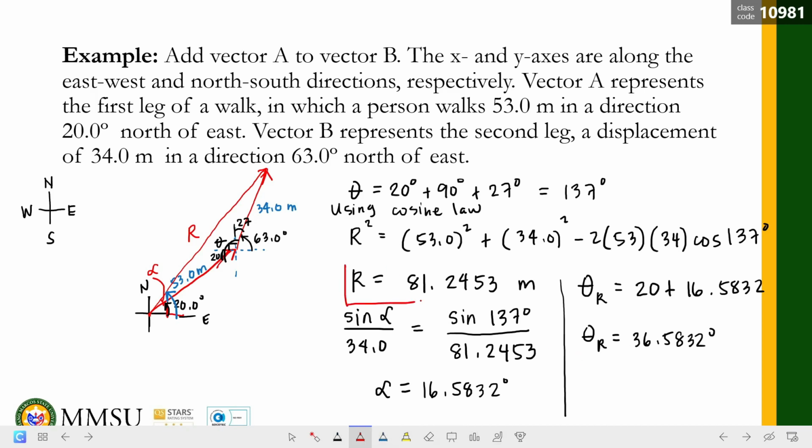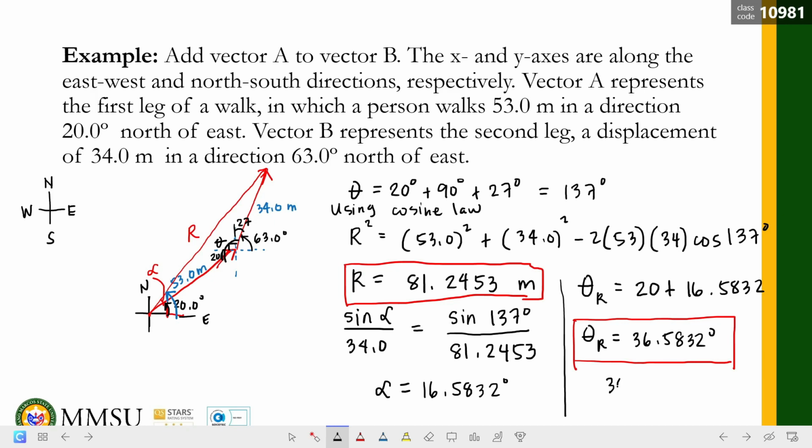So, ito na ngayon yung sagot natin. This is the magnitude of the resultant. R is 81.2453. And this is the direction of the resultant measured from the positive x-axis or measured from the east. Okay? So, pwede din nating sabihin dito na 36.5832 north of east para mas specific yung direction ng ating resultant. So, that one is using analytical method using the head to tail.